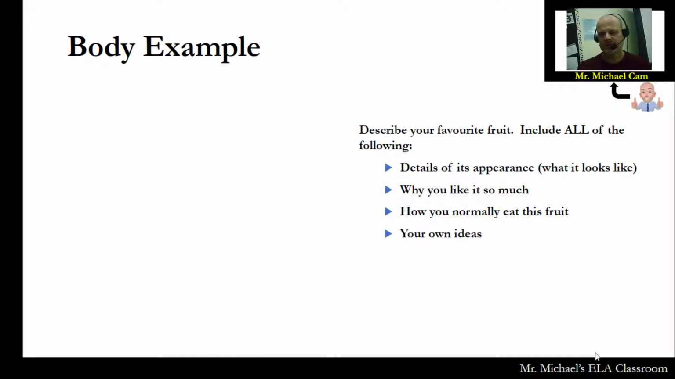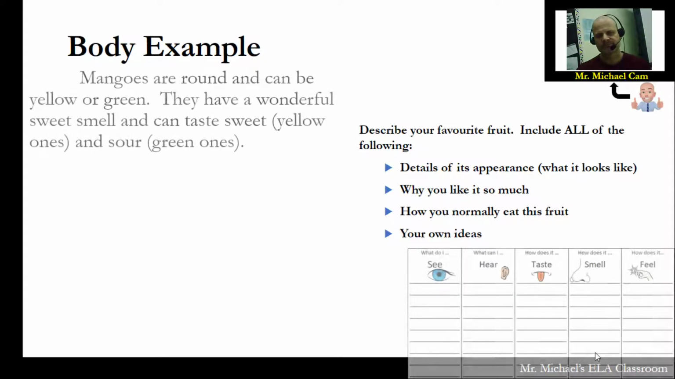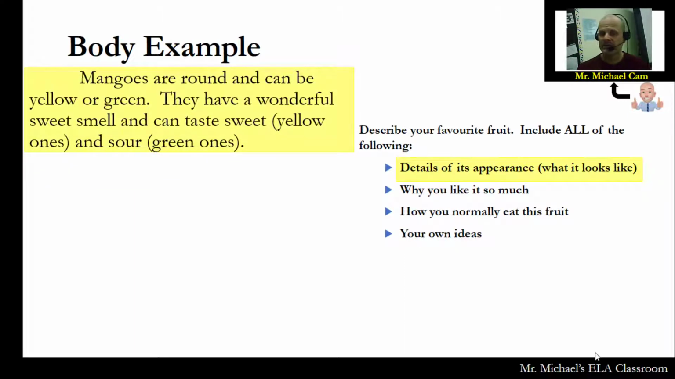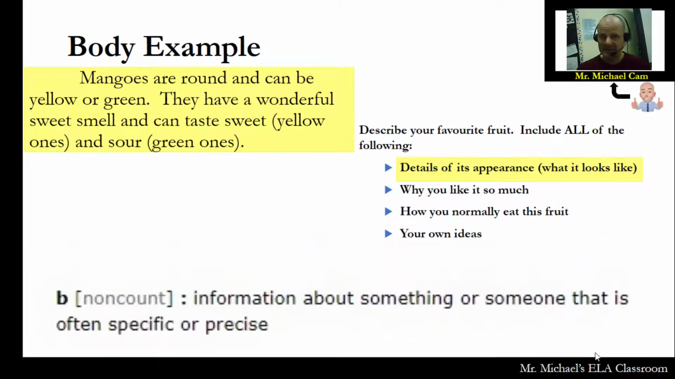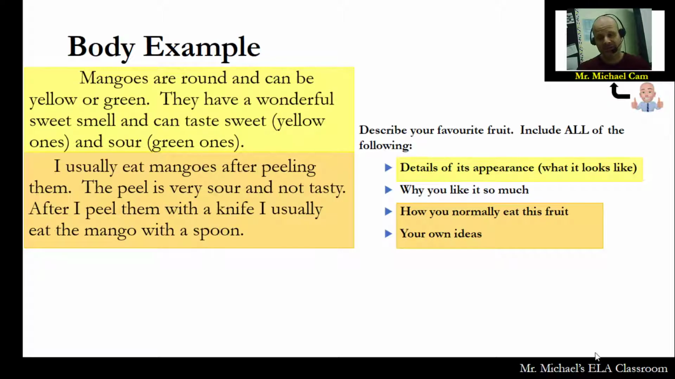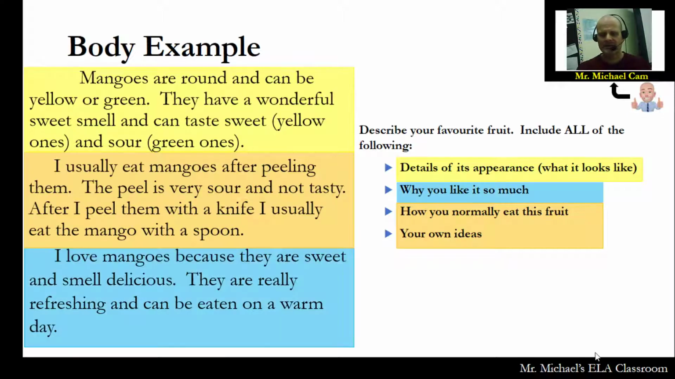So let's look at our example again. So describe your favorite fruit. Include all of the following. So mangoes are round and can be yellow or green. That's the details of its appearance from my senses chart. Obviously, I do not have enough detail in here, but again, this is a 2. How I normally eat this fruit and my own ideas, and then why I like it so much.